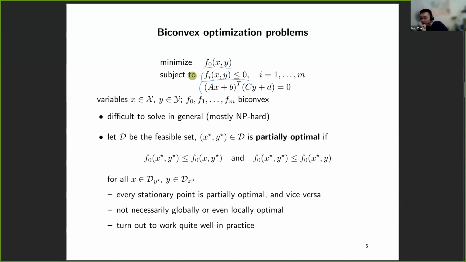Okay, and regarding the solution optimality, since, as I said, mostly this is NP-hard, and these also include many famous NP-hard problems like k-means clustering.